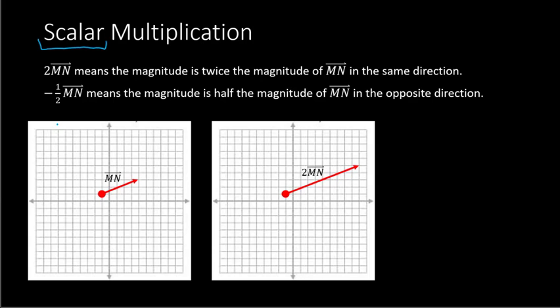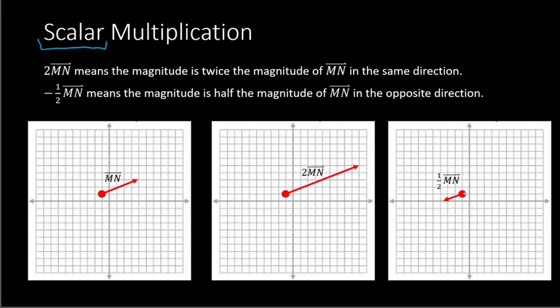Now if you had negative 1/2 times MN, the 1/2 means that the magnitude is half the magnitude of vector MN, which means it's going to be half the length. And the negative indicates that it's going in the opposite direction. All right, so that would look something like this. So notice we're going the opposite direction, and it's 1/2 of the length. All right, so that's what scalar multiplication means. It just means it's going to be multiplied by that number.